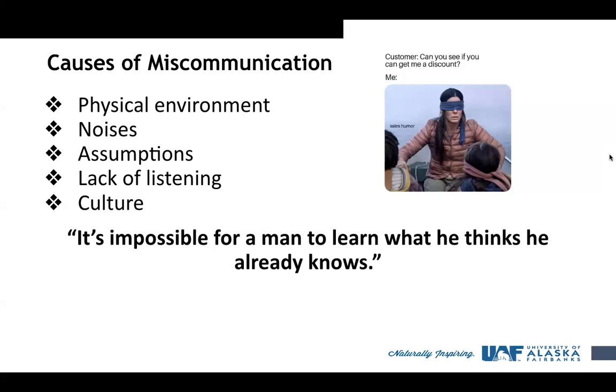And I think this is one of my favorite quotes down at the bottom. It's impossible for a man or a woman to learn what he or she thinks he or she already knows. So basically, it's impossible to learn what we think that we already know. And this is commonly the case with miscommunication. People are assuming, or they're not listening, or they're doing things to understand that we think we already know what the person's going to say, when in actuality we don't.